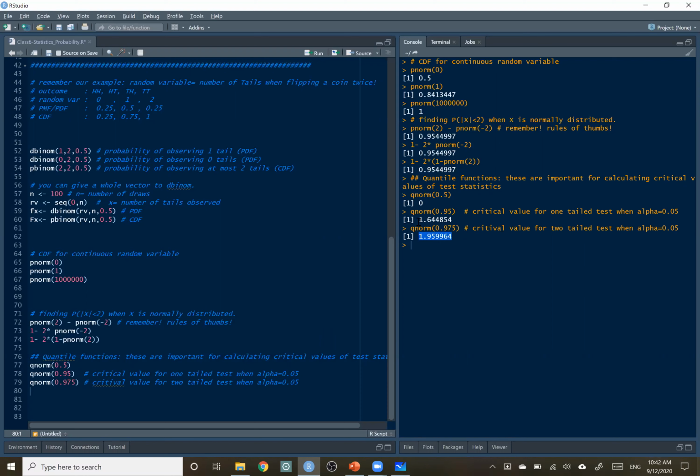These numbers, if you have done any kind of hypothesis analysis, should ring a bell. These are critical values for when the alpha is 5% for one tail, when the alpha is 5% for two tail, etc. We get to work with these numbers a lot. Okay, so that's it.